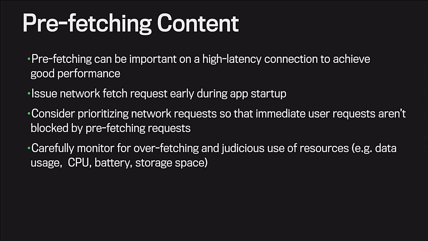One thing that we do in the Facebook app is we issue our network fetch request for the feed early during startup. This allows us to parallelize waiting on the network with other initialization that happens while the app is starting. Other things to consider with prefetching, well, you don't want foreground network requests to be blocked on background network requests. If you're prefetching a bunch of stuff and saturating the network, you could actually make user responsiveness worse. So consider having some sort of a priority queue where the network requests for your foreground experience get serviced ahead of those for the background or for prefetching.